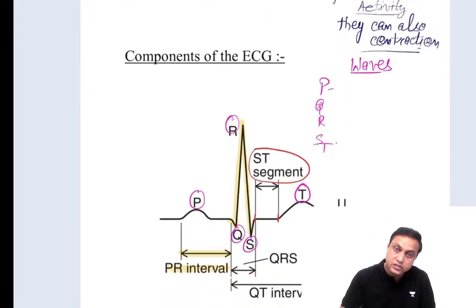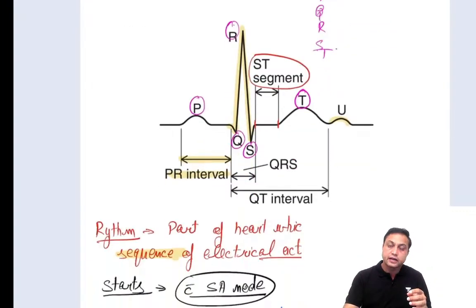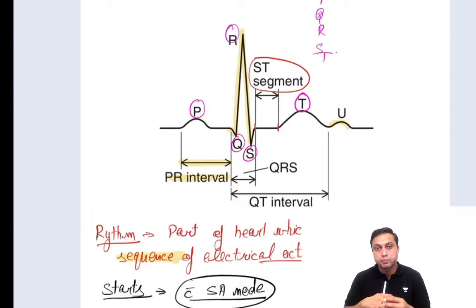Now, because of these contractions, or because of these electrical impulses, we can record some electrical activity upon a graphic paper, and that graphic paper with electrical activity of the heart is called an ECG. When you are going to read the graph of the ECG, you are going to encounter some waves, some intervals, some segments. So waves, what we call the P wave, QRS waves, right? T wave, or sometimes we also encounter a U wave.